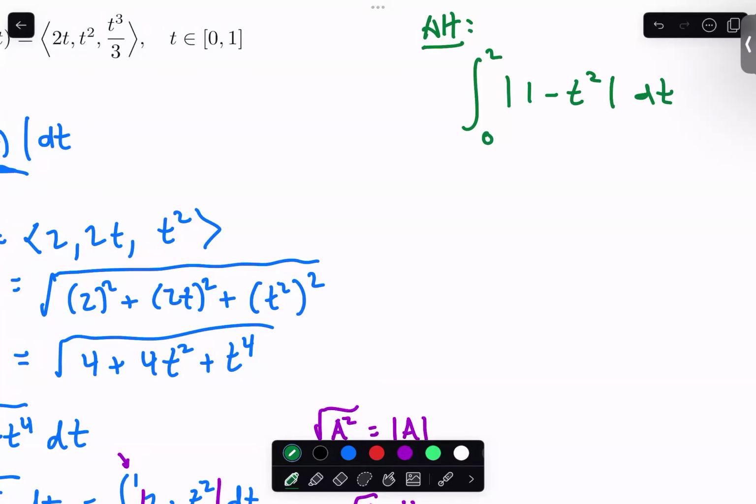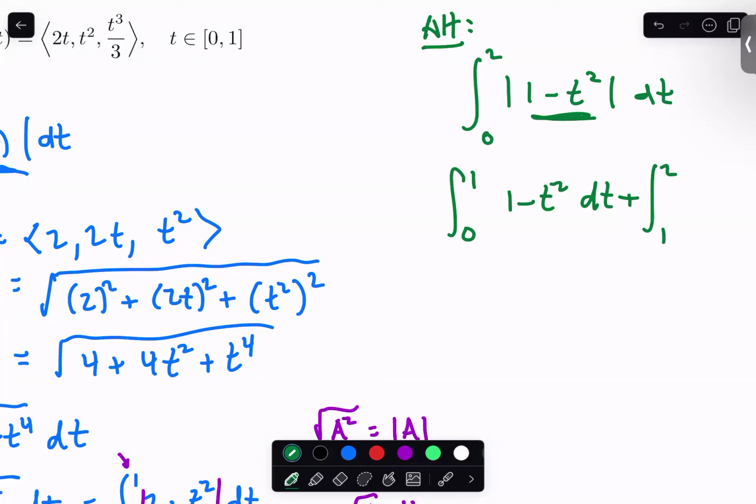If you needed to evaluate this here, notice if I plug in t's ranging from 0 to 1, what's inside of the absolute value stays positive. When I plug in t equals 0, I get 1. That's perfectly positive. And as I get closer and closer to 1, then I'm going to be subtracting away 1 squared, and that's going to give me 0, right? So I'm still technically in the positives, or at least non-negatives. So I would say from 0 to 1, the absolute value doesn't matter.